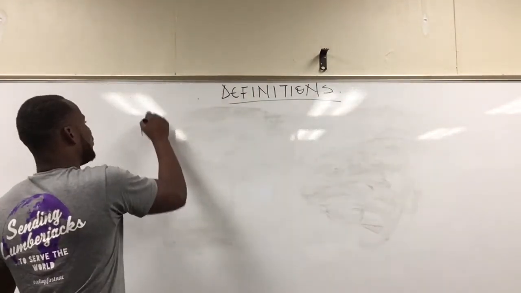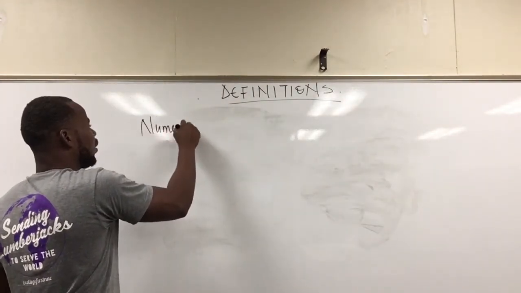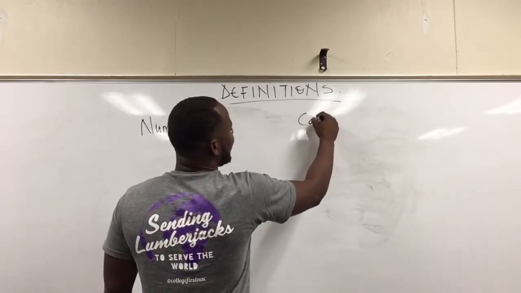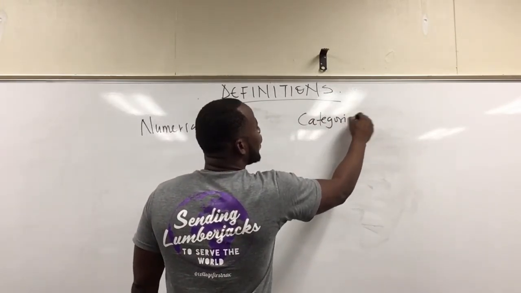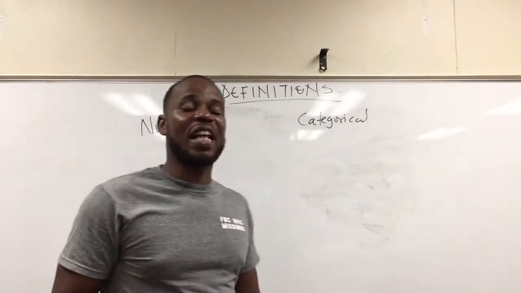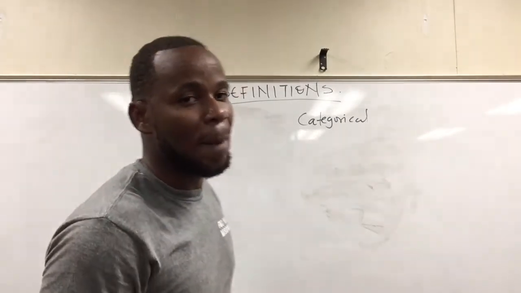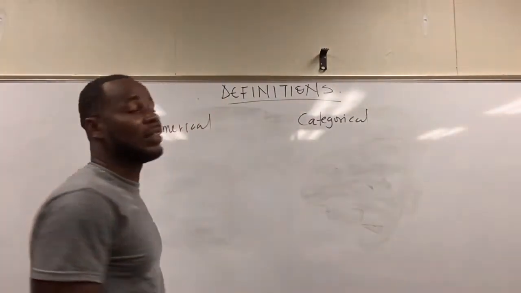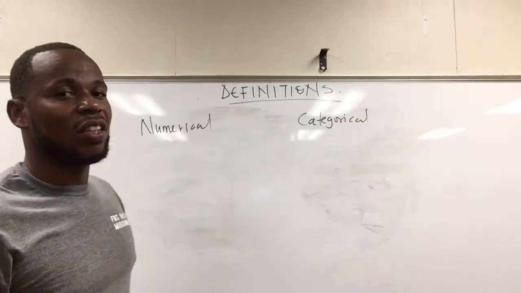So we have numerical data set and categorical. I'm going to use an example to define. If you have a data set that can be written in the form of a number, it is called a numerical data set. The height of a person is a numerical data set.